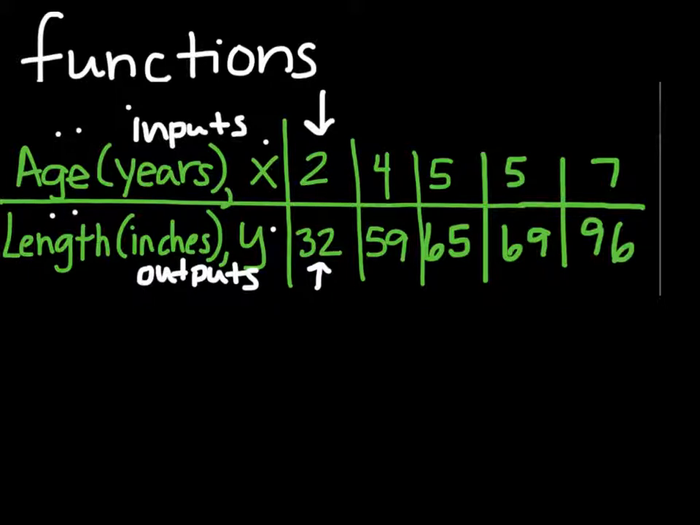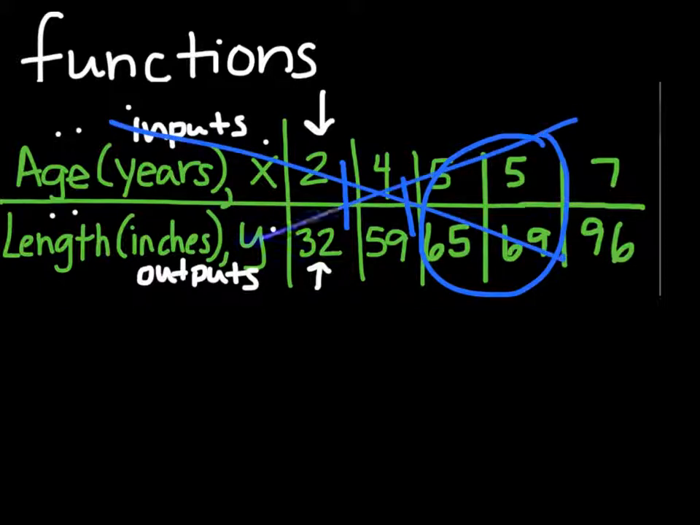For each input, there can be only a single output if our relation is a function. Okay, so let's check. For 2, there is a single output, 32. For 4, there's a single output, 59. But for 5, there are 2 possible outputs. So this is not a function. It is a relation, but it is not a function. Let's look at another example.